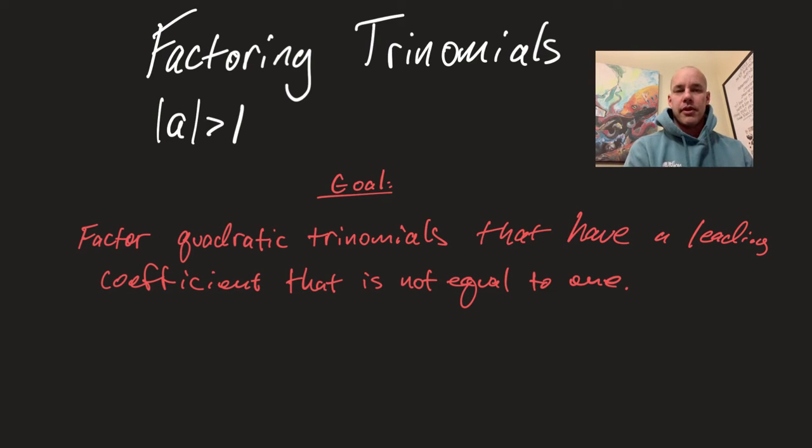Welcome to more algebra. We're going to be factoring trinomials this time. The absolute value of A is going to be greater than 1. A is our leading coefficient. Our goal is to factor quadratic trinomials that have a leading coefficient that is not equal to 1. Let's go.